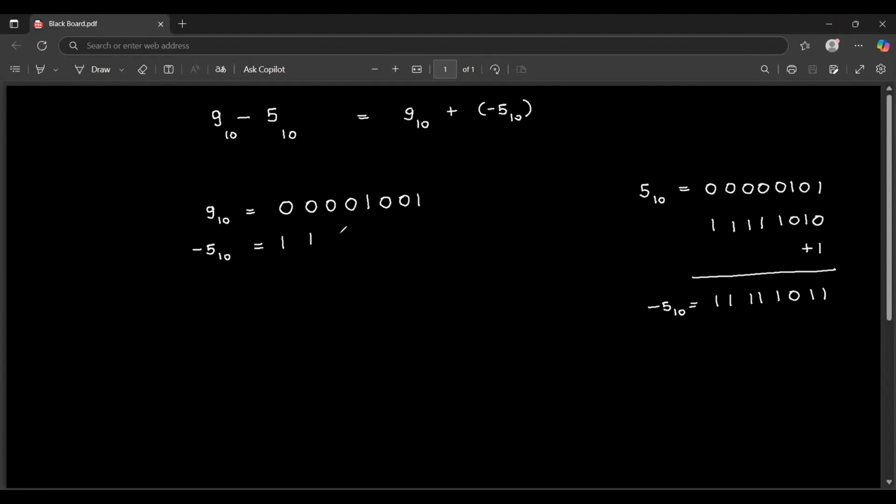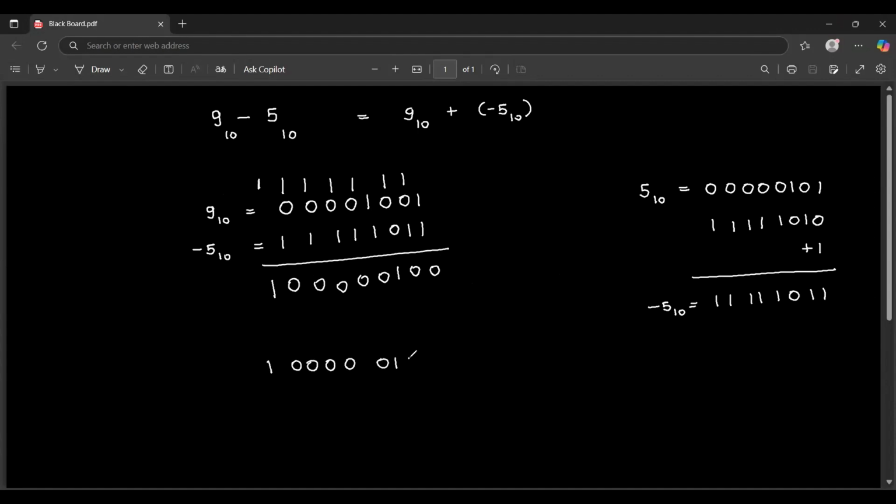So 1, 1, 1, 1, 1, 0, 1, 1. What will be the answer? If you add these two, you'll get 1, 0. So here also 1, 0. So you put 1 here, 1 plus 1 is 1, 0. So you have to put 1 here. It happens again and again, and finally you will get a number like this. Now tell me, what's the problem here? The answer is 1, 0, 0, 0, 0, 0, 1, 0, 0.